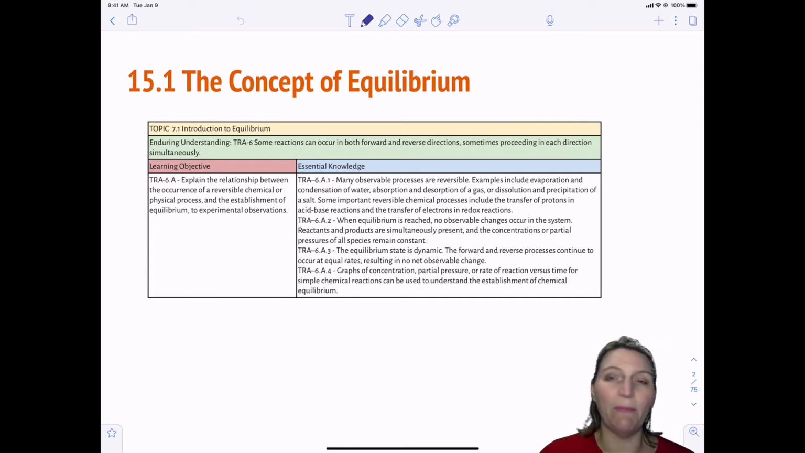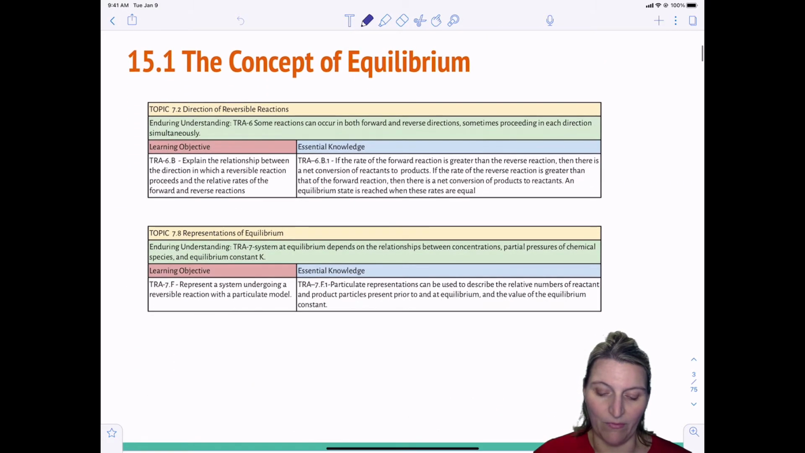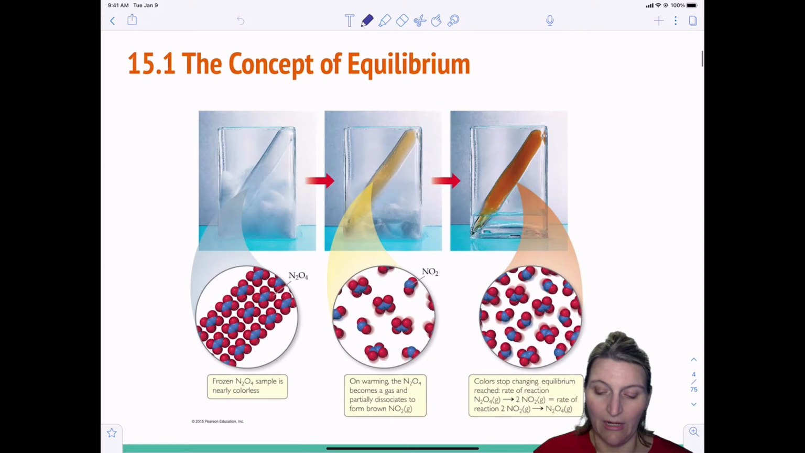So we'll look at some of the topics that we are looking at in this unit. The first is just an understanding of what equilibrium is, how it's when the rate of the forward and the reverse reactions are the same. We'll talk about how we represent equilibriums. There's something called an equilibrium constant. And we will eventually get into a lot of math surrounding this.